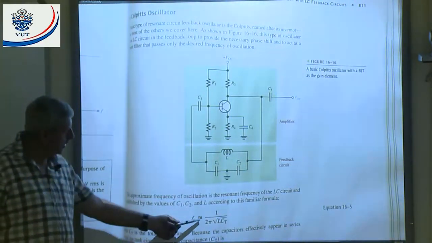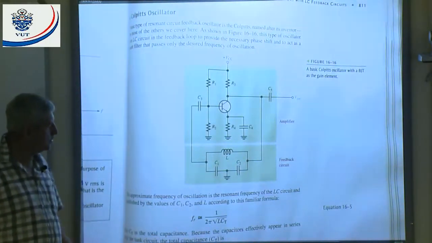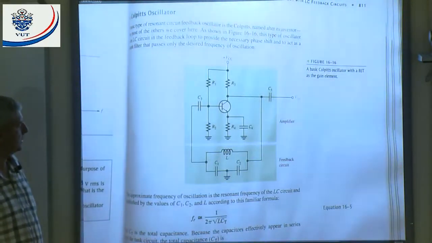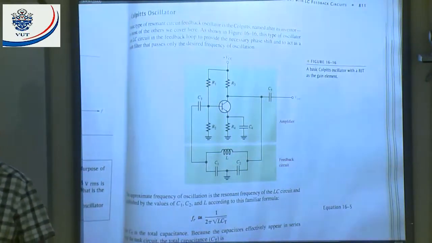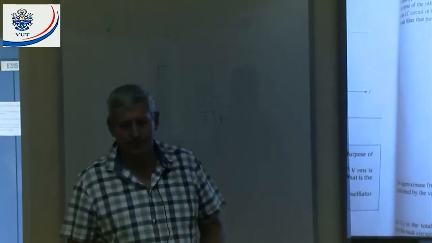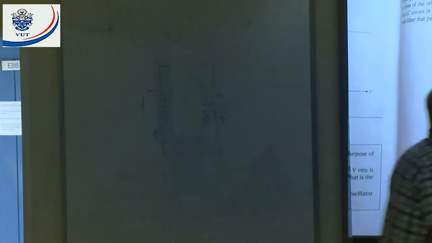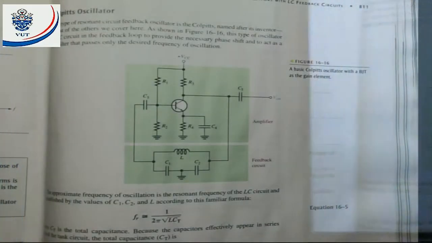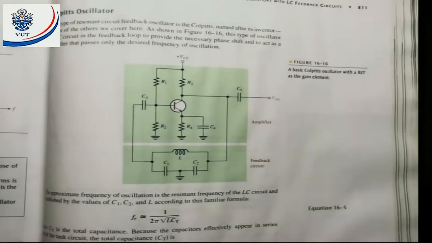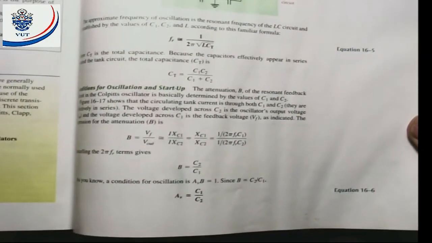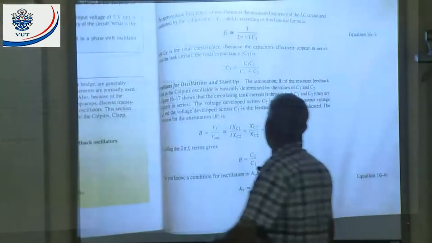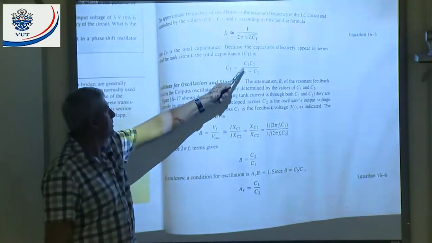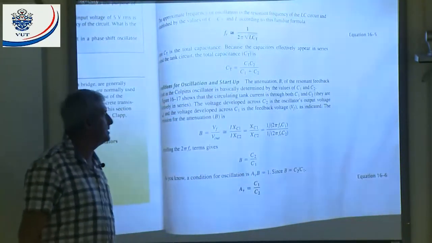Here's the formula for my resonant frequency. FR is equal to 1 upon 2 pi square root of L times C total. Now, capacitors in series act like what? Resistance in parallel. All right. Just remember that when you go and do your calculations. Here's all the formulas for this circuit. As I already mentioned, C total is equal to C1 times C2 over C1 plus C2.